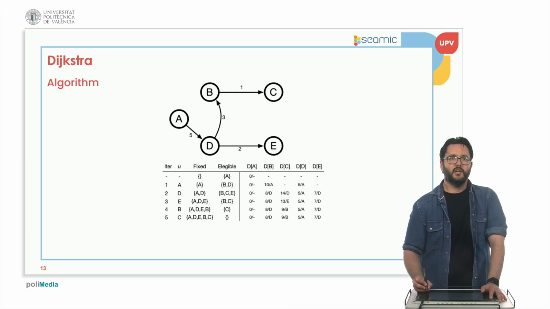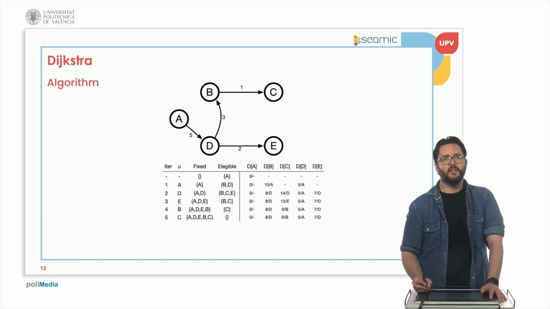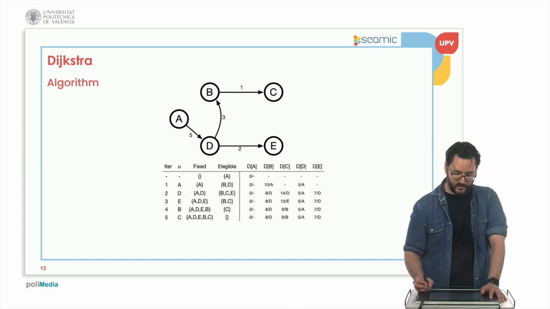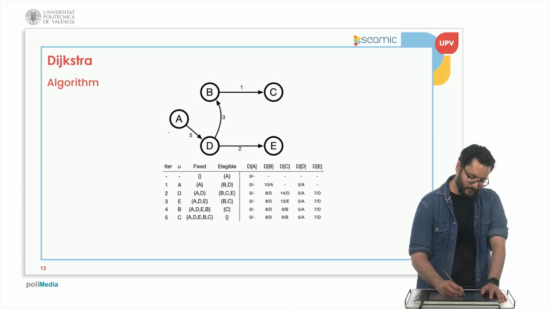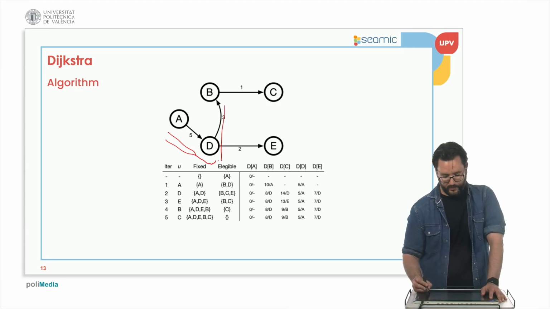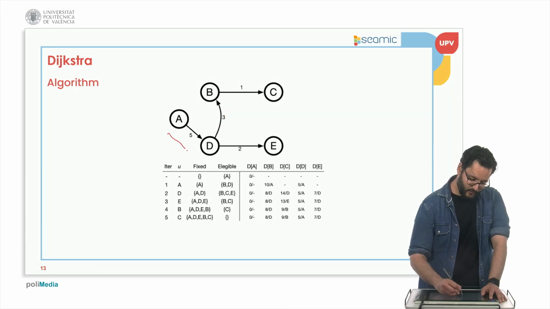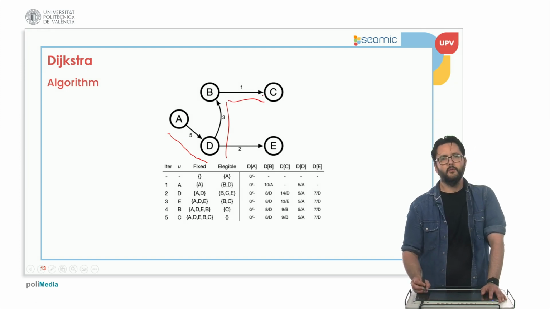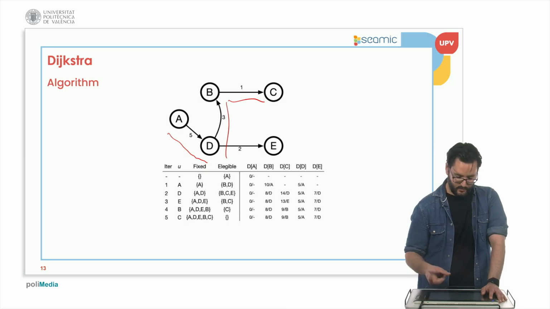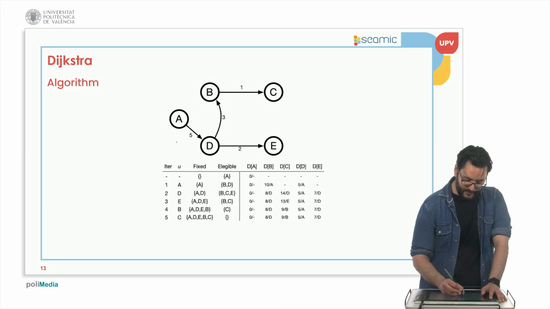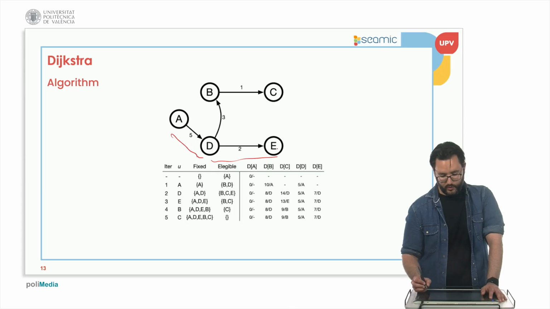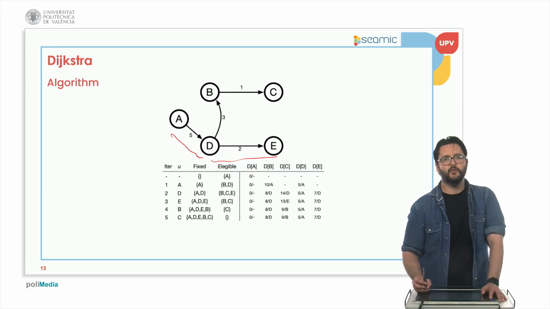If we remove the edges that we are not considering here, we end up with this tree structure that contains the best path to each node. For example, from A to D, from A to B with a cost of 8, from A to C going through D and B with a total cost of 9, and finally the path to E through D with a cost of 7.